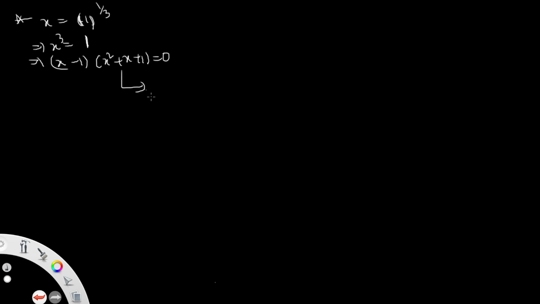From now onwards, x equal to cube roots of unity means what should we write? x equal to 1 to the power of 1 by 3. Now cubing on both sides, we get x cube equal to 1. Then x cube minus 1 equal to 0 has the factors (x minus 1) and (x square plus x plus 1) equal to 0. By simplifying we already got the values: minus 1 plus root 3 i by 2, which is omega, and the next one, minus 1 minus root 3 i by 2, which is omega square.